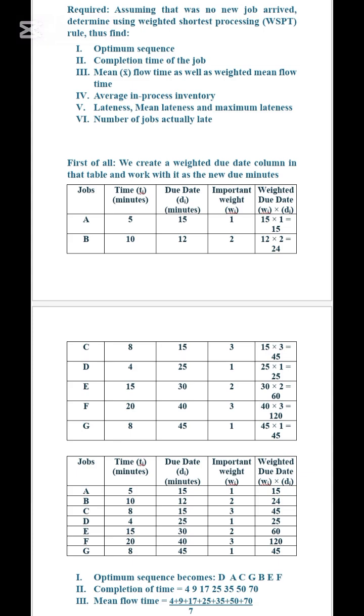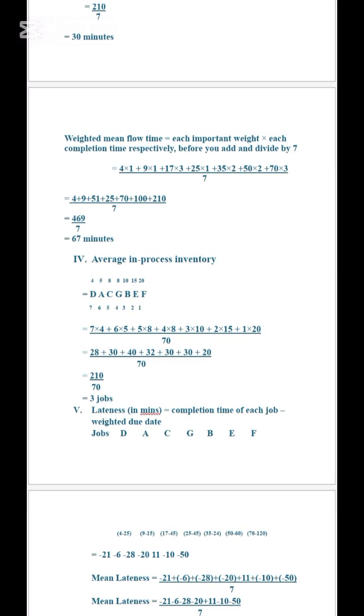Second one, completion time, is the same thing, they don't need due date. Now, in that third question, they also ask for weighted time. So in that case, you now have to multiply by the important weight, because they say weighted time is the weight system you're dealing with, not the due date. So you multiply each of the completion times by their respective important weight before you divide by 7 and get the answer that we have there. When you have got that, you get 67 minutes.